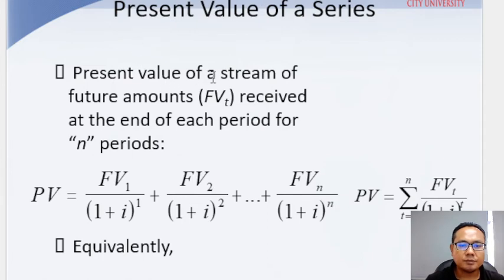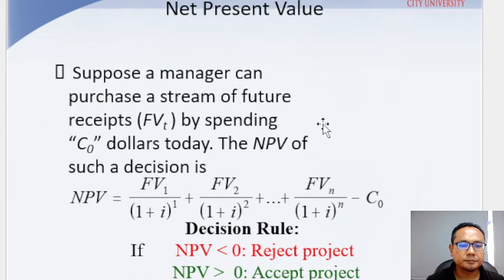The present value of a stream of future amounts, future values received at the end of each period for n periods, is what we call the present value of a series. It depends on how many years it takes for us to get our investment. And then another concept.